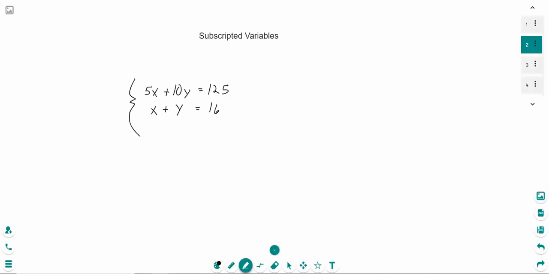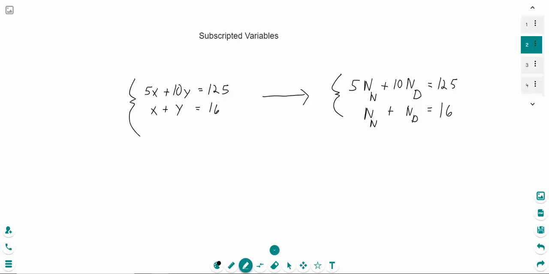It's all very good. In this case, we are just going to see this in a different way. So instead of writing it like this, you're going to start seeing problems that look like this. It might be 5n_n plus 10n_d equals 125. And then below that, instead of an x, it's just going to be the n_n again, plus n_d is equal to 16. Okay?